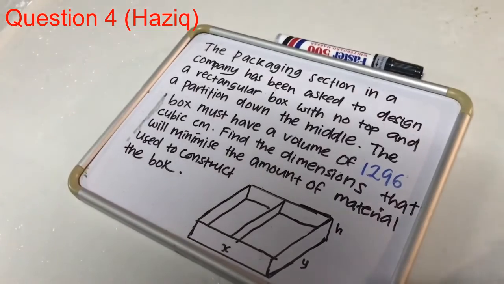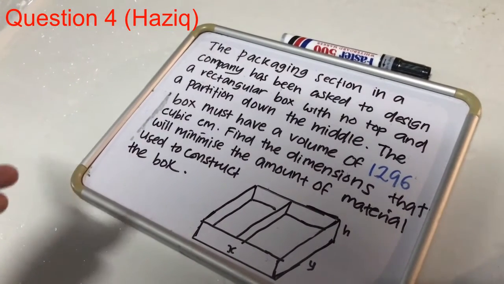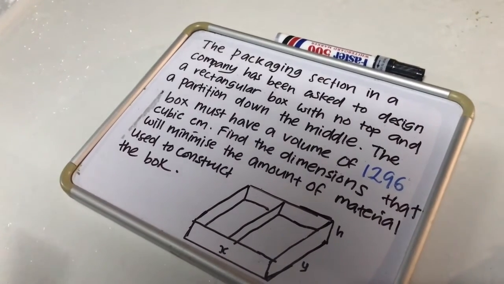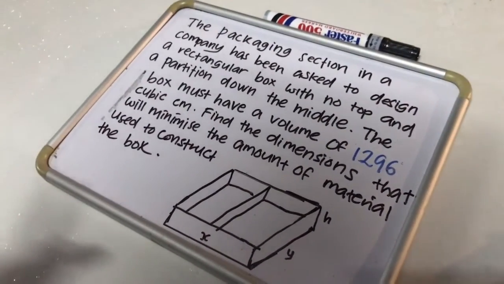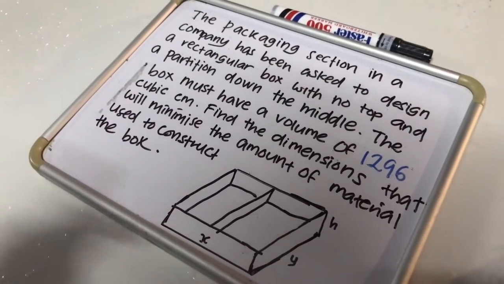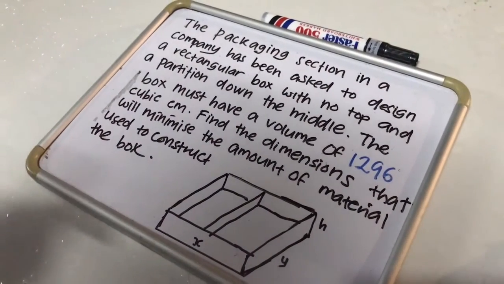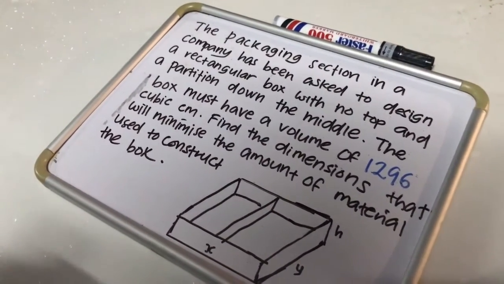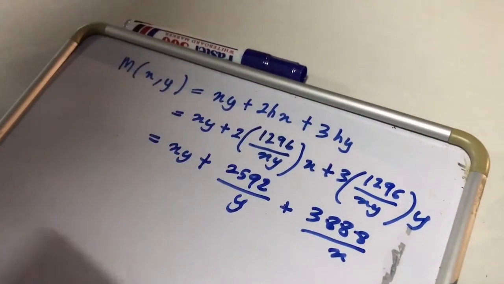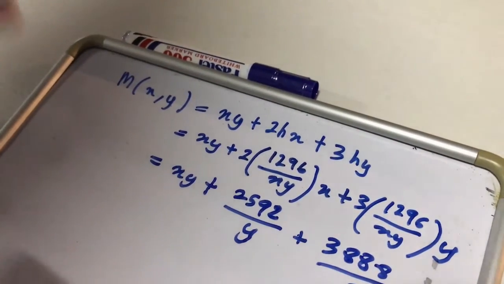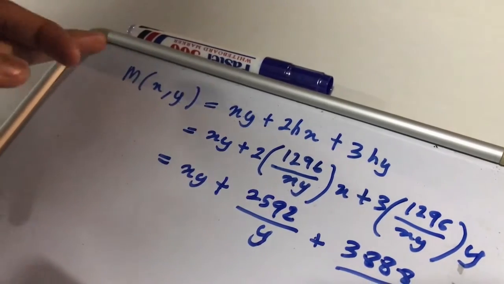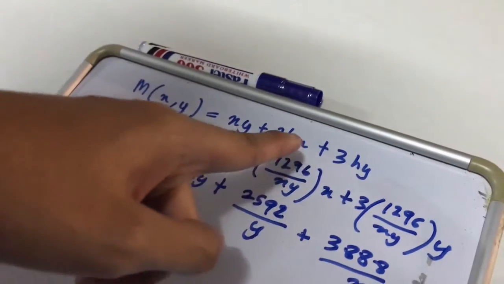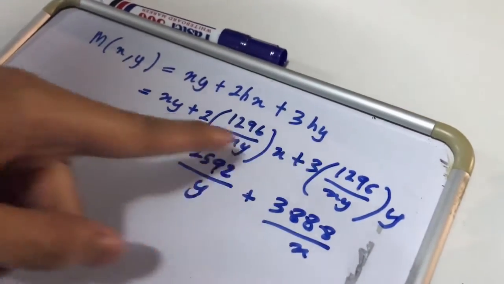The packaging section in a company has been asked to design a rectangular box with no top and a partition down the middle. The box must have a volume of 1296 cubic centimeters. Find the dimensions that will minimize the amount of material used to construct the box. So this is a function of xy, m equals xy plus 2hx plus 3hy.